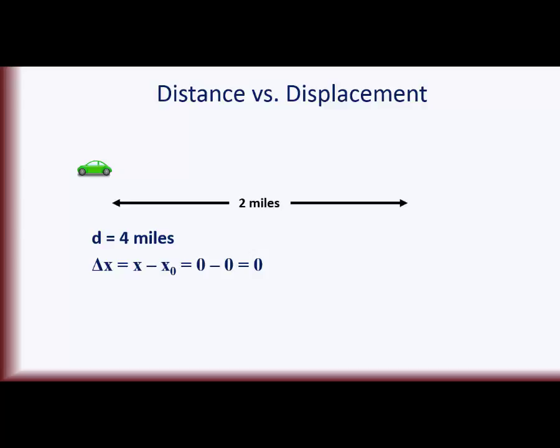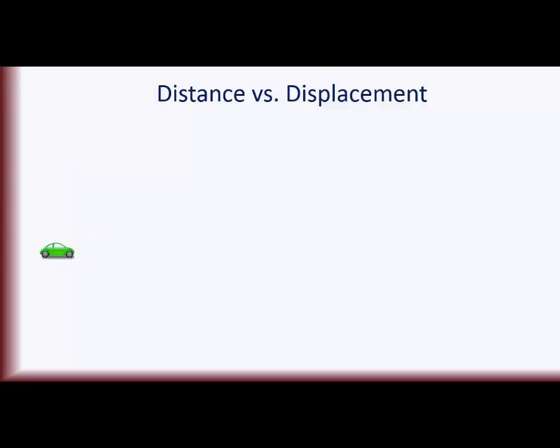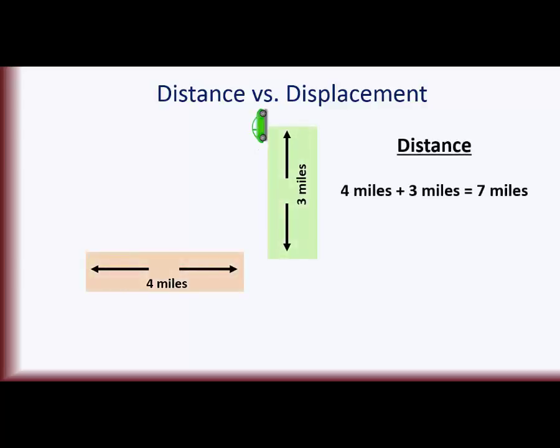So far, our examples have looked at motion along a straight line. But what happens when the motion is along both the x and y axes? Here we have a car traveling east for 4 miles, and then north for 3 miles. Computing the distance is relatively simple. The total distance traveled is 7 miles. But what about the displacement? Displacement is only concerned with the starting and ending positions. So in this example, the displacement is the blue arrow.